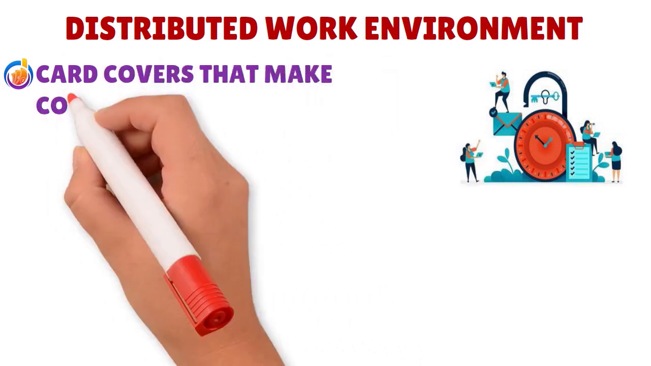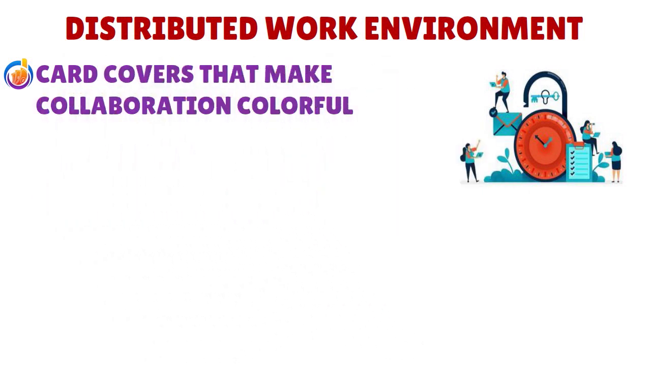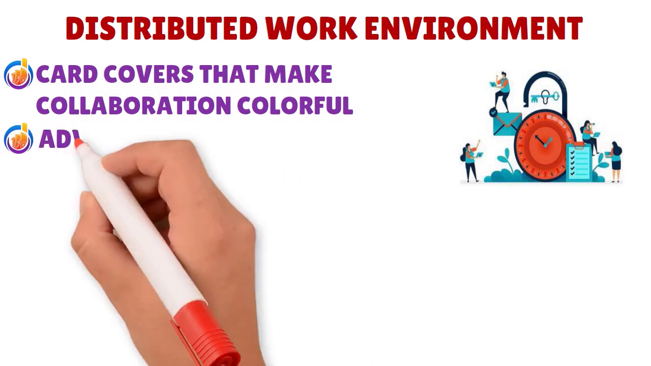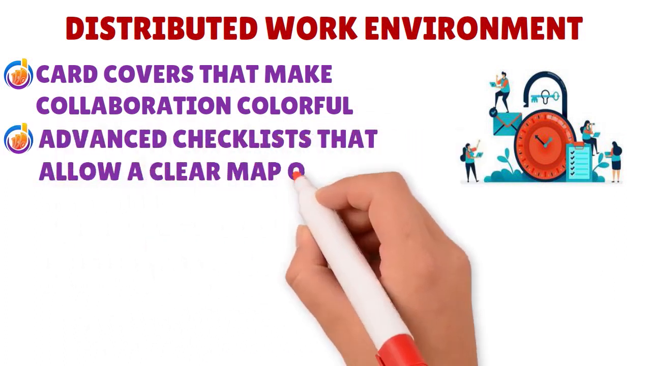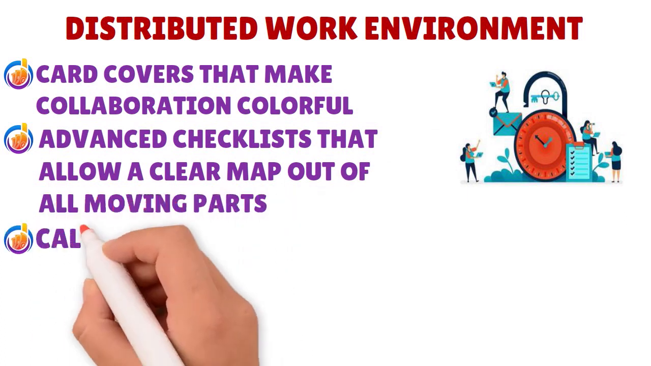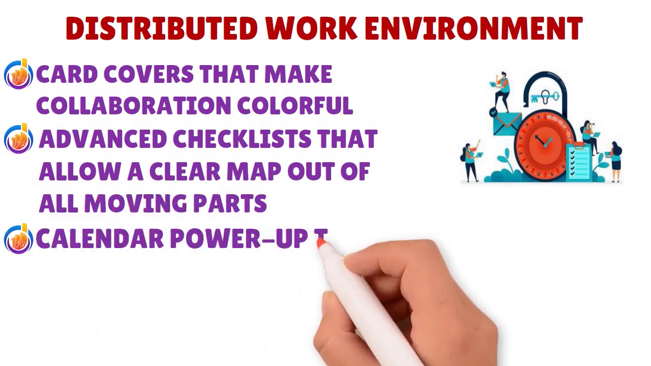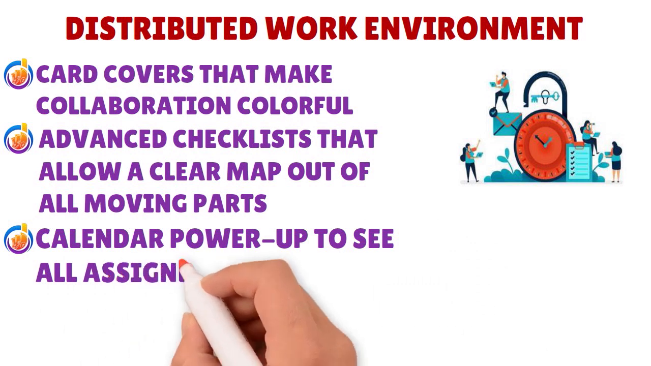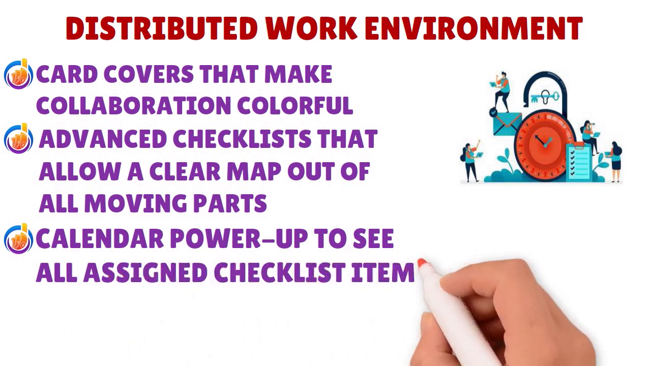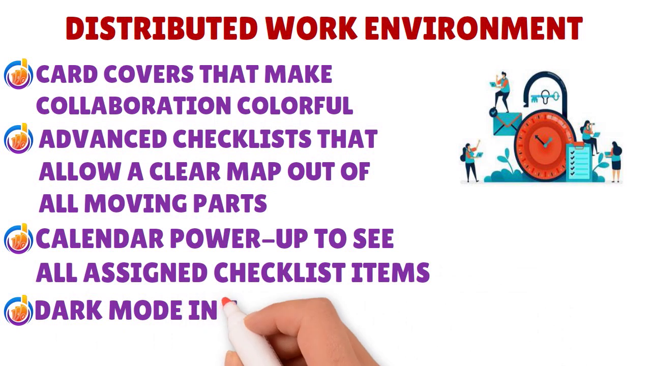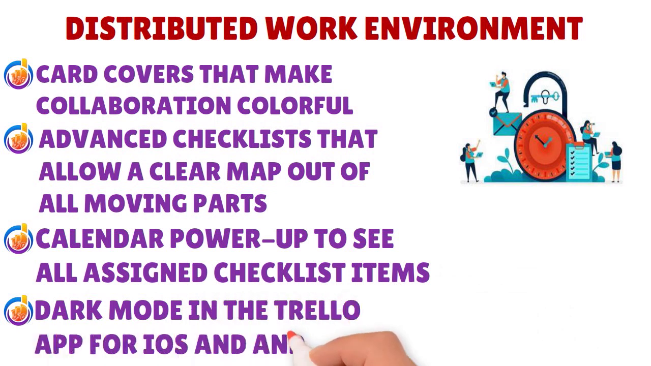What are the features I want you to pay attention to here? The card covers that make collaboration colorful. You have a host of keyboard shortcuts that could be a productivity savior. Advanced checklists that allow a clear map out of all moving parts. You have a calendar power-up to see all assigned checklist items. You have Butler automations to help build better workflows. The dark mode in the Trello app for iOS and Android, fantastic. What are the pros and cons here?